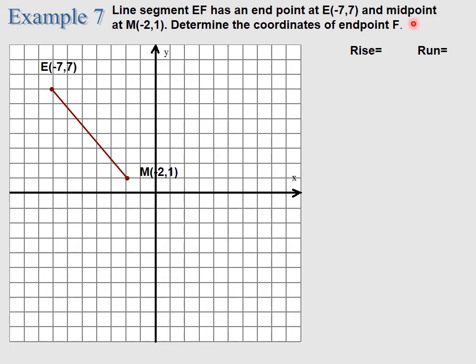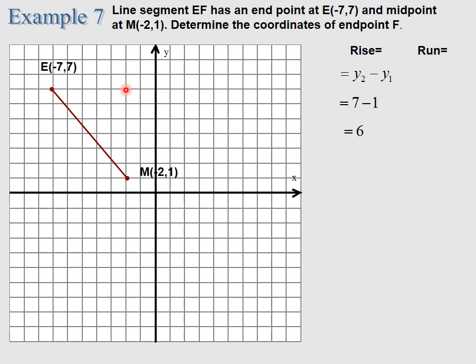So let's just notice that this is line segment EF, and it has an endpoint at E and a midpoint at M. Determine the coordinates of endpoint F. So we'll call our other end of our line point F. Let's just notice that our rise is 6. So let's just check how we did that. If we had to go from point M to E, how far up would we have to go? We'd have to go 1, 2, 3, 4, 5, 6.